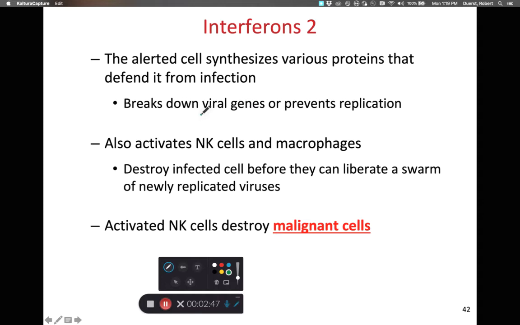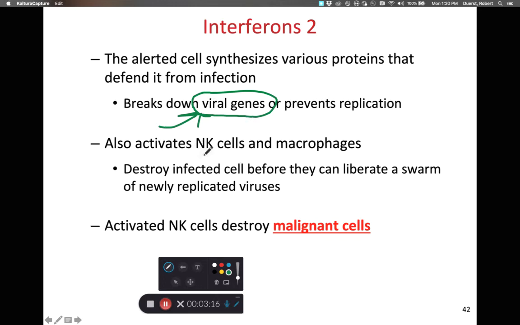They need to also break down the viral genes. These antiviral proteins will attack single-stranded DNA and double-stranded RNA that's present within the cytoplasm of the cell. If we have single-stranded DNA or double-stranded RNA, there's a very good chance that's a chunk of viral genetic information. And if that viral genetic information is destroyed, the virus can't replicate.